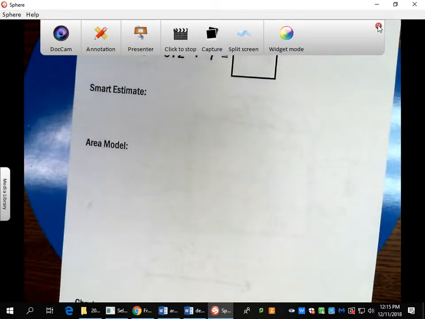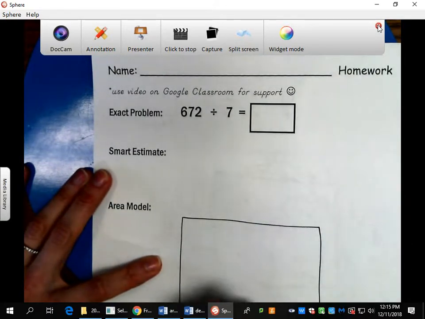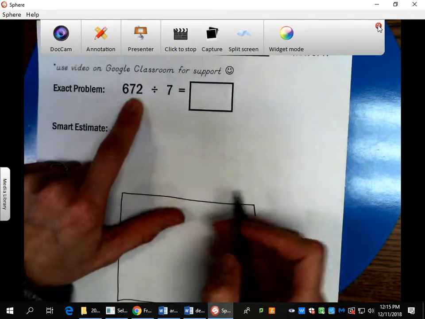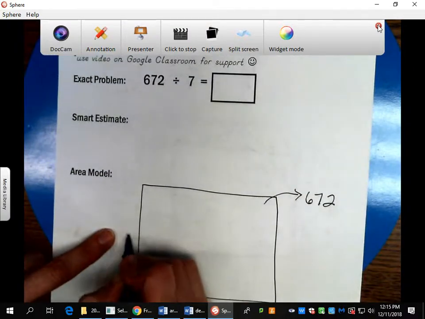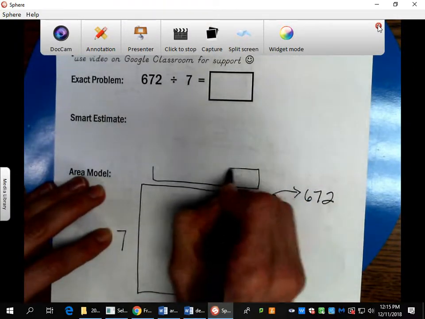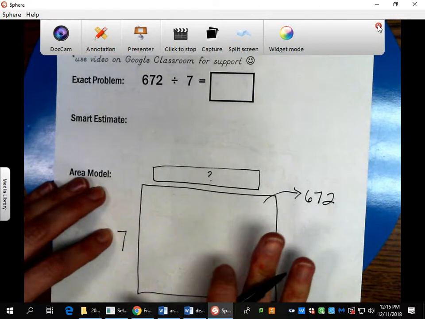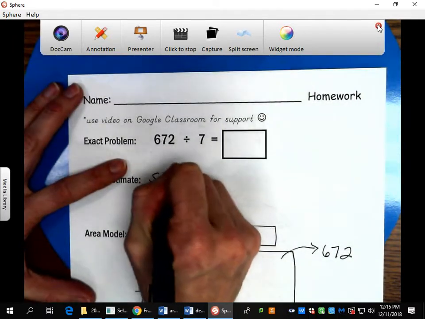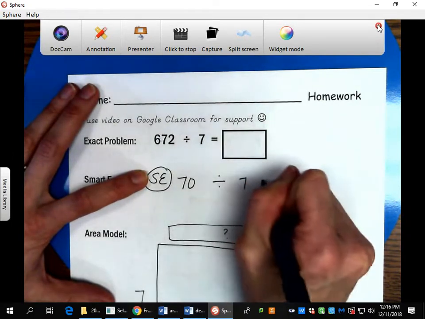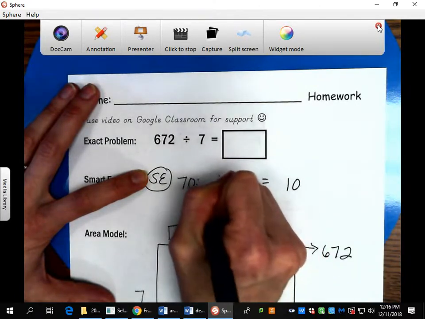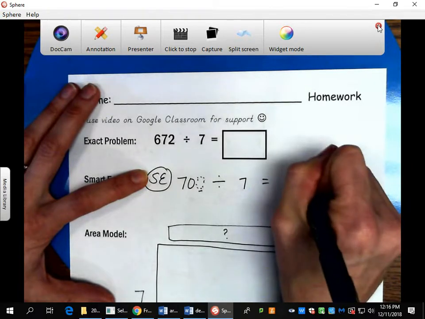So, looking here, if you think about it like that, thinking about our model real quick, I know the inside is made up of 672, I know one of the sides is worth 7, but I have no idea what this side is. And that's what I have to figure out, okay? That's our job with area models. The first step is to make a quick, smart estimate. I know that 70 divided by 7 is 10. And I know if I add a 0 here, I have to add a 0 here. So I'm going to say my answer is about 100.